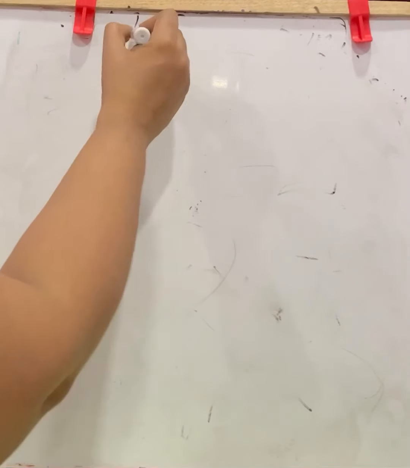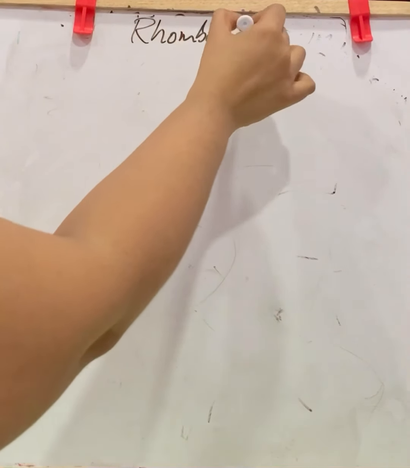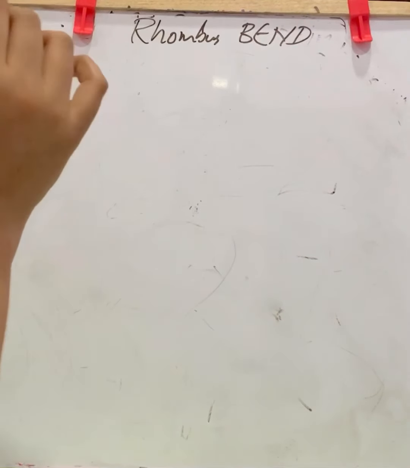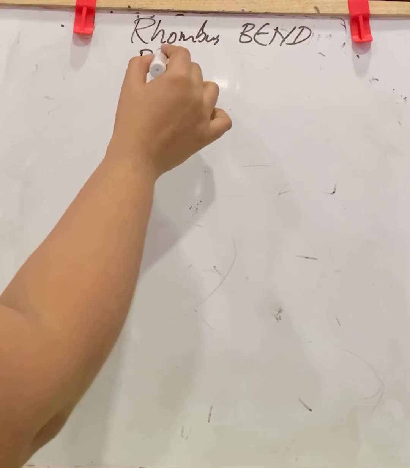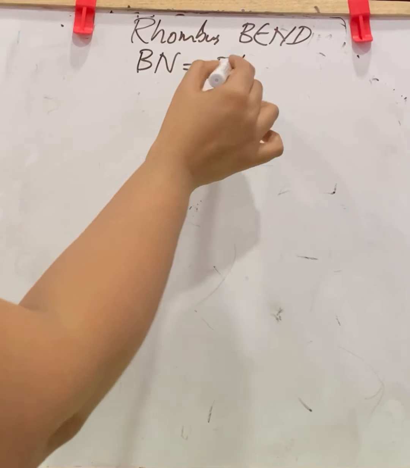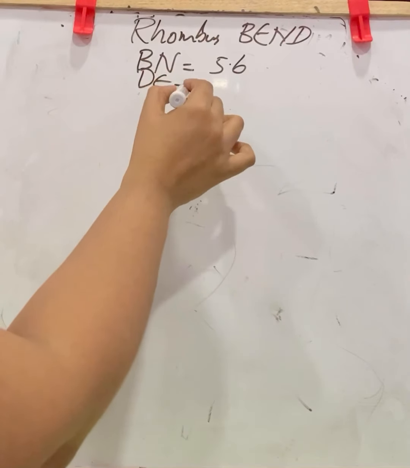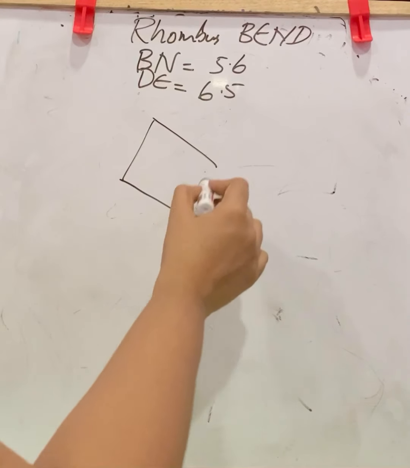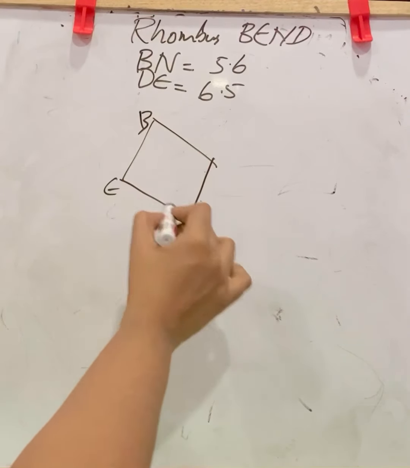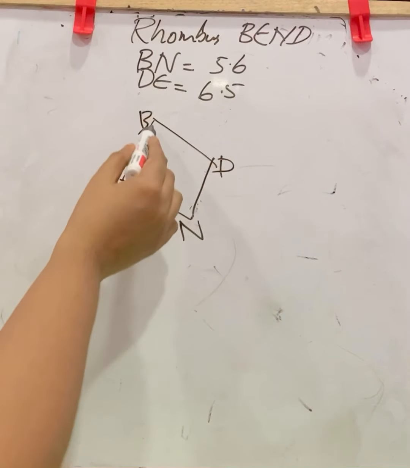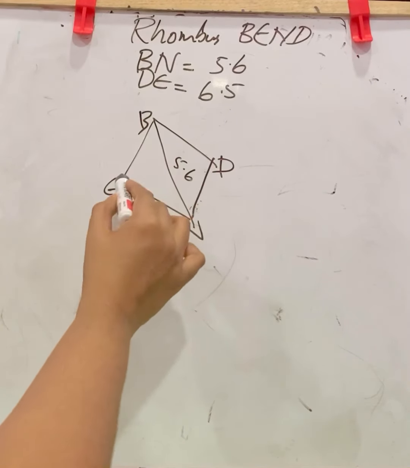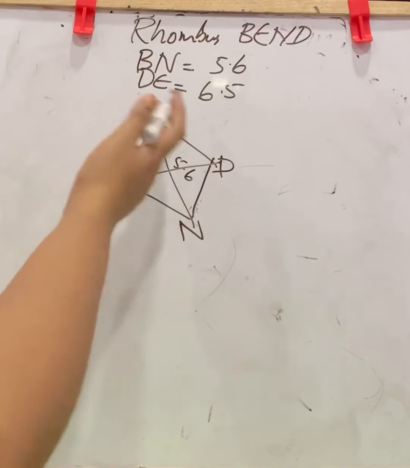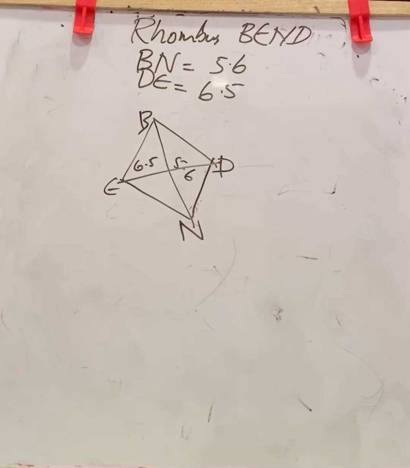Next is rhombus BEND. In a rhombus, all the 4 sides are equal. Here it is given BN equal to 5.6 centimeter and DE equal to 6.5 centimeter. Let us draw a rough figure of rhombus BEND. We have BN, a diagonal, 5.6, and also DE, that is 6.5. These are the diagonals. Here the sides are not given, only the diagonals of this rhombus.